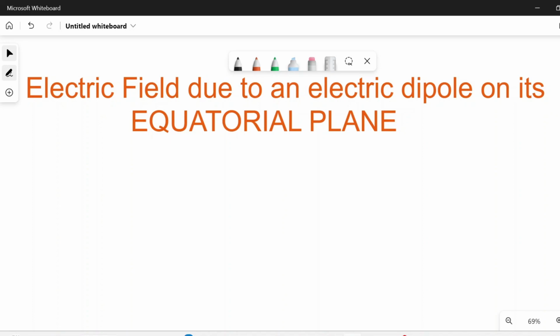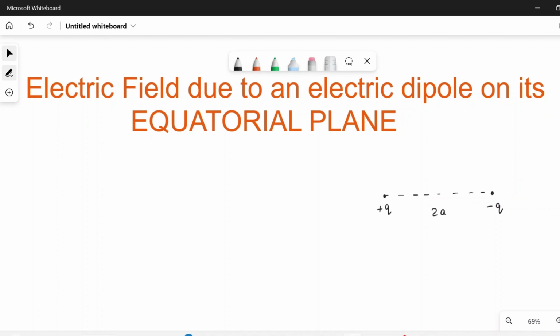So if you take a charge plus q and place it here, another charge minus q and place it at a distance separated by 2a. Such a system is known as electric dipole. An electric dipole consists of two equal and opposite charges separated by some length.